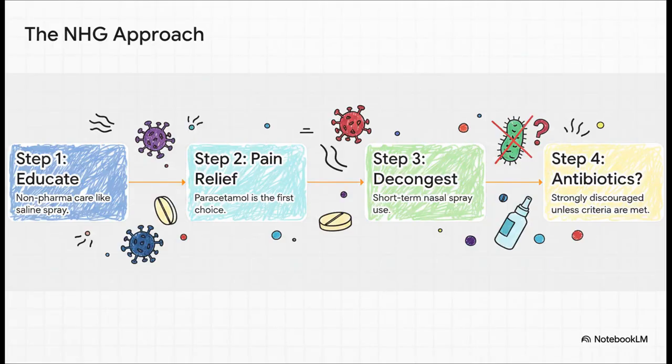The Dutch approach, guided by the Netherlands Huisartsengenootschap, or NHG, is really a masterclass in being pragmatic and in antibiotic stewardship. For acute rhinosinusitis, the framework is step-by-step, and it starts with patient education. But the most critical part is step 4. Antibiotics are a huge no-no, unless very specific criteria are met, like a fever that just won't break after 5 days. This really takes good patient communication to manage expectations.